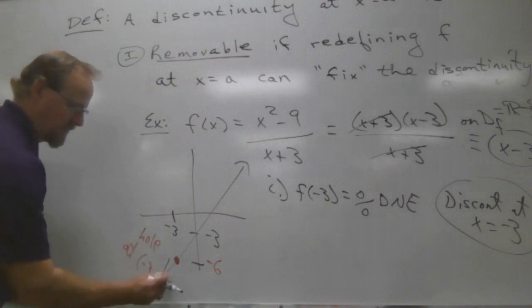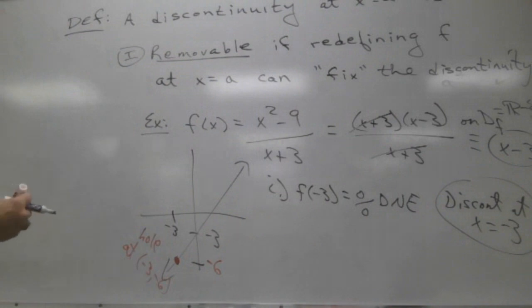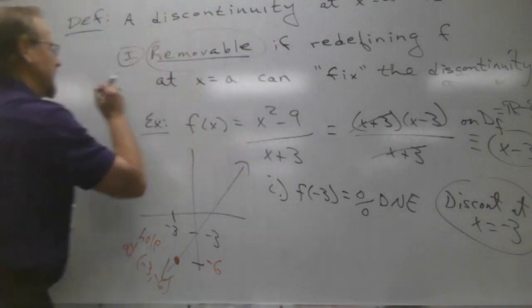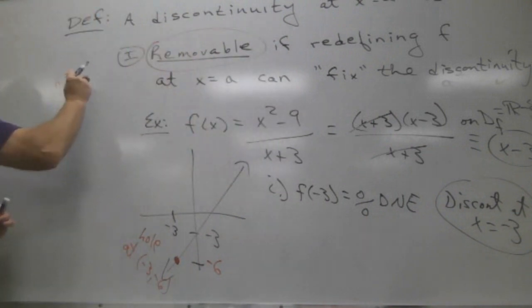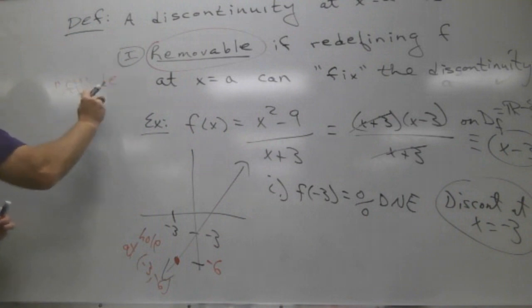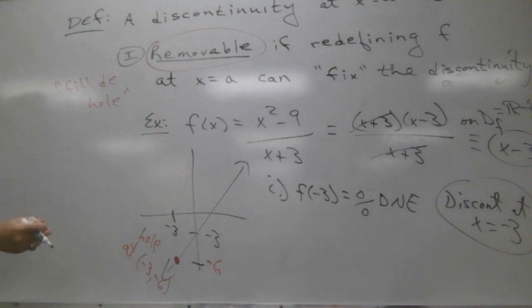-3 minus 6 is a hole here. So I could fill the hole. So it's removable if we can fix it, or what I call fill the hole. We're going to fill the hole. So how do I fill the hole?